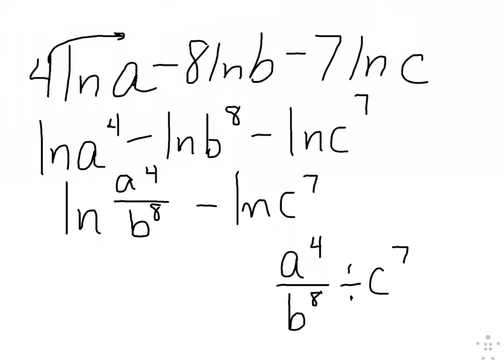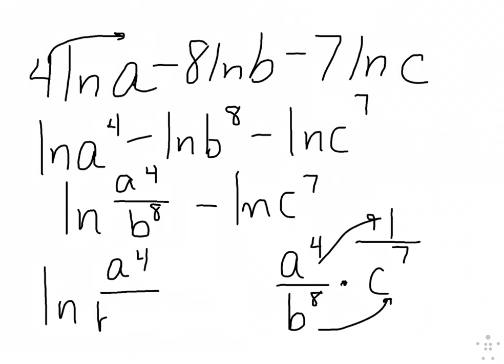Well, how do you divide fractions? You multiply it by its reciprocal. What's the reciprocal of c to the 7th? 1 over c to the 7th. So I change this to a times, and I put 1 over c to the 7th, and when you multiply those, you multiply top times the top, and bottom times the bottom. So what's the a to the 4th times 1? A to the 4th. And on the bottom, you get b to the 8th, c to the 7th.